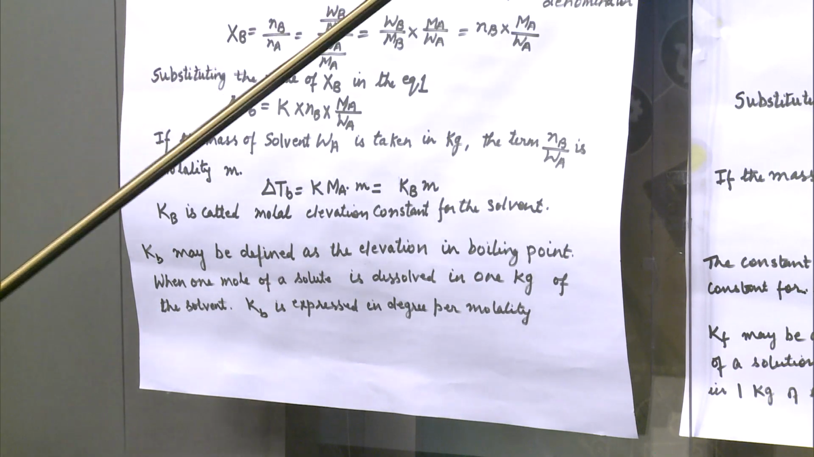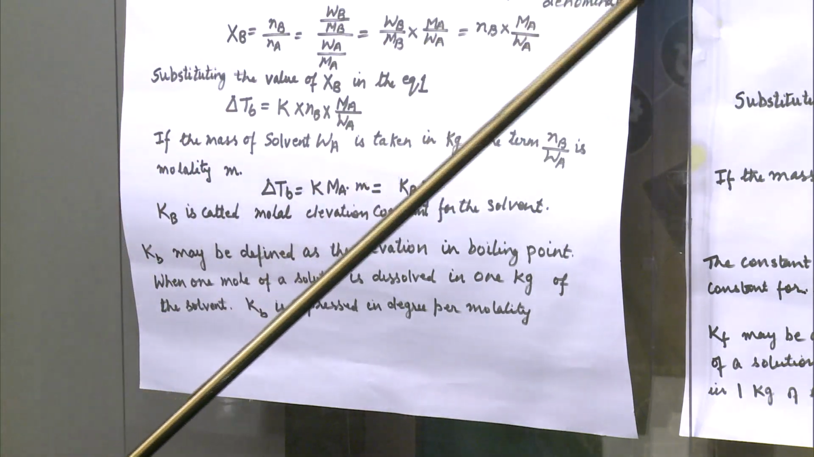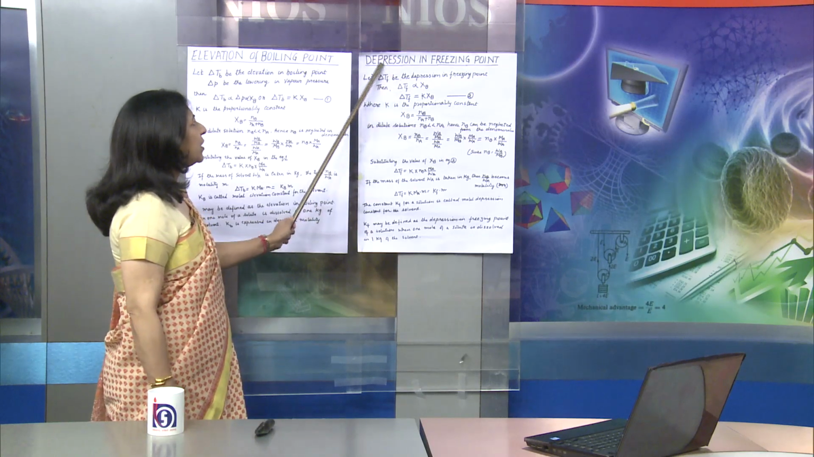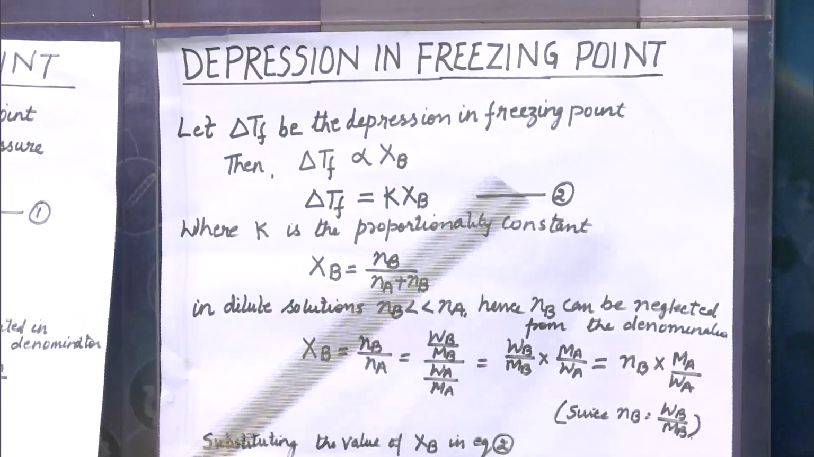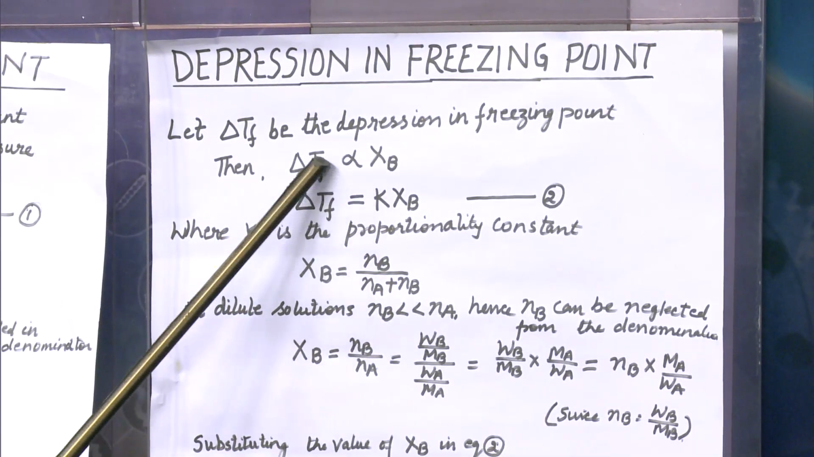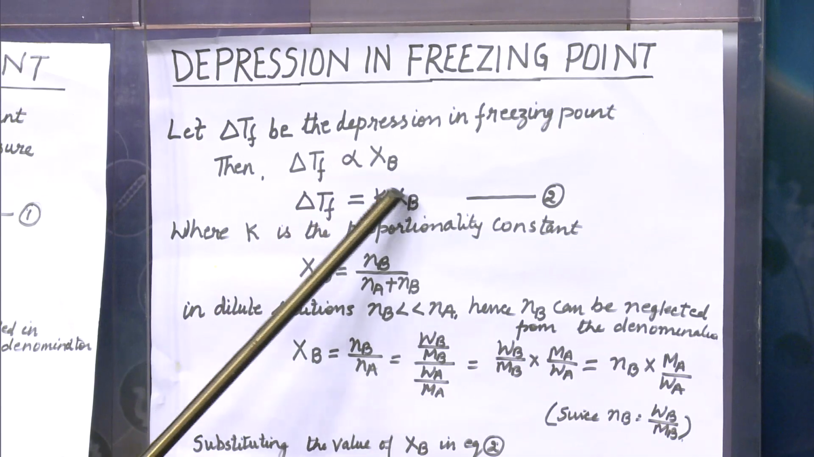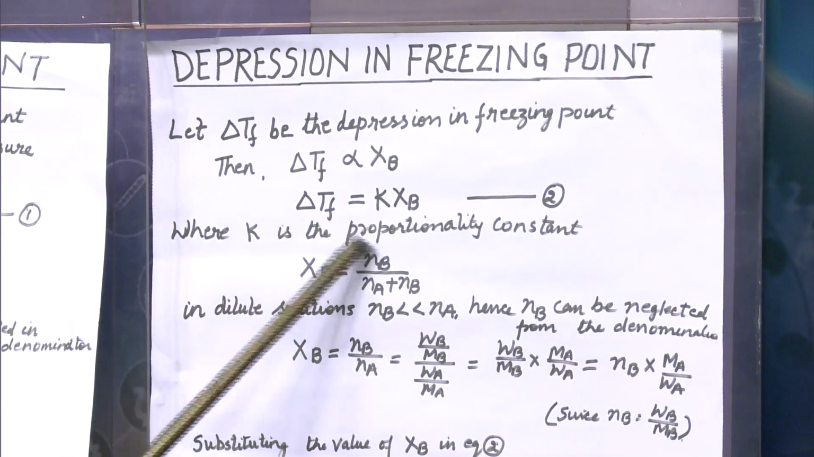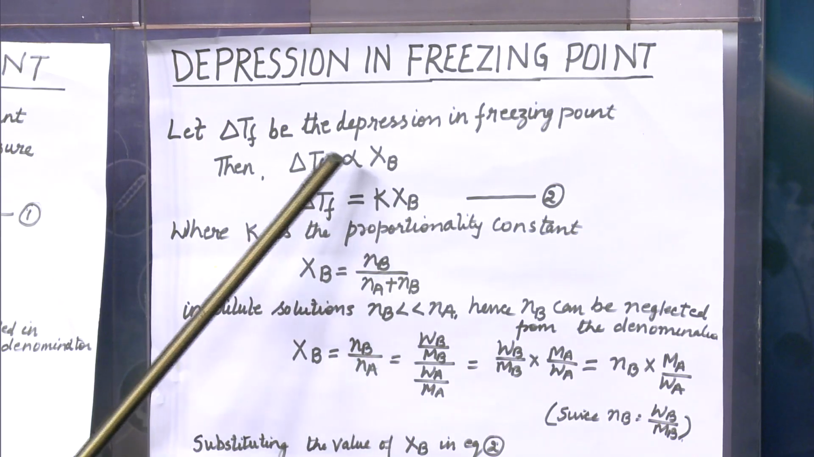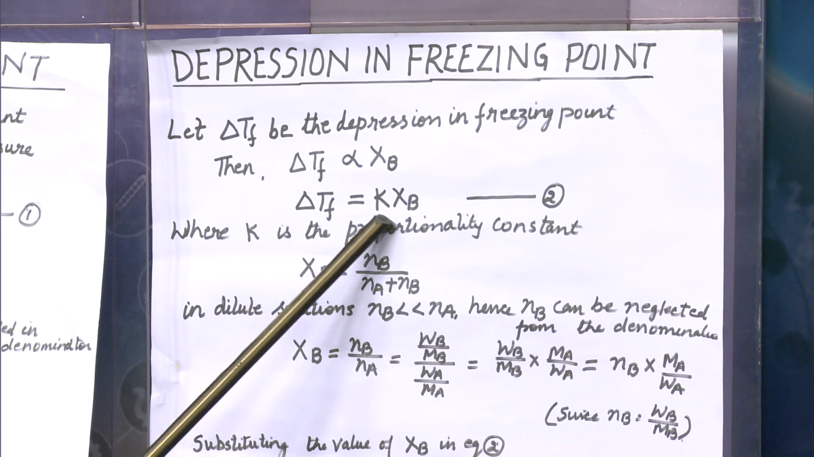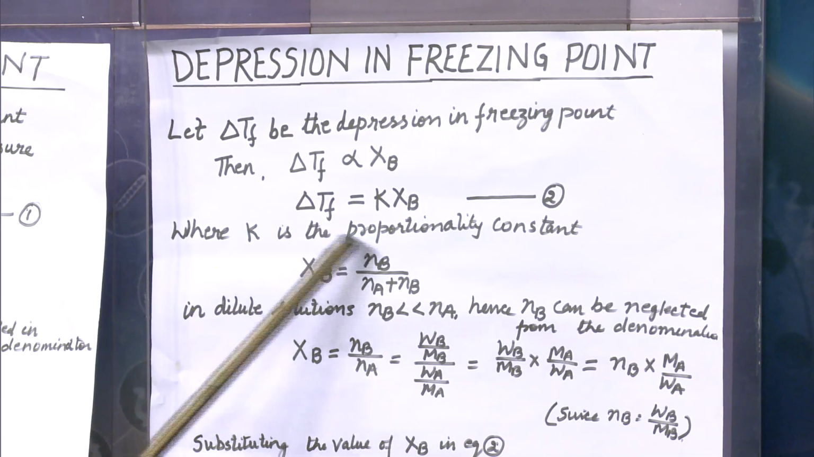Now, let us discuss depression in freezing point. Here, let's take the depression in freezing point as Tf. So, delta Tf is the depression in freezing point. Now, we know that delta Tf is directly proportional to Xb. So, delta Tf is equal to K Xb, because we have removed this proportionality sign and we have put K. So, K is the proportionality constant.